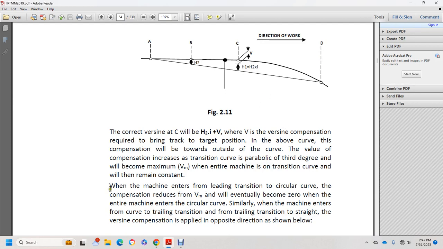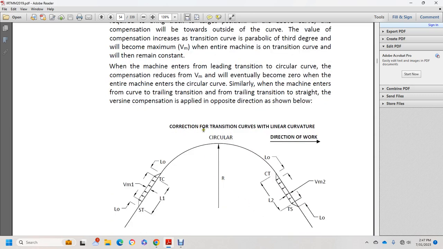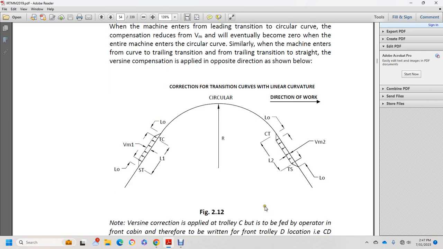Similarly, when the machine enters the curve of the trailing transition, from the trailing transition to a straight, the versine compensation is applied in the opposite direction as shown below. Alright, the correction from the transition curve, the linear shows the radius is circular, with L, ST, L, VM1, TLC. Direction of work L2, CT, L2, TS, VM, L1.